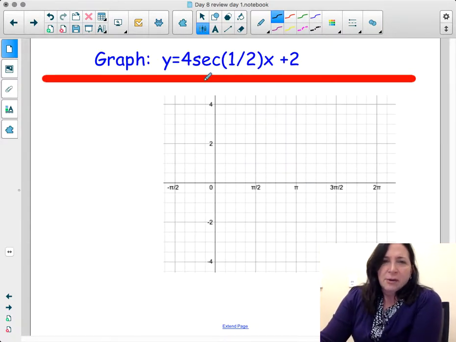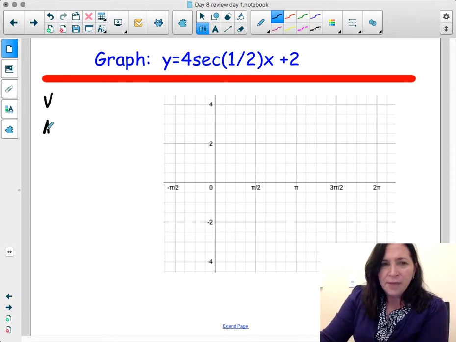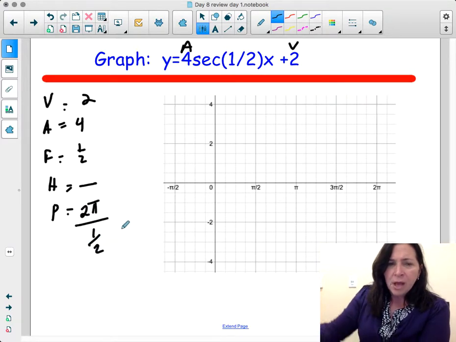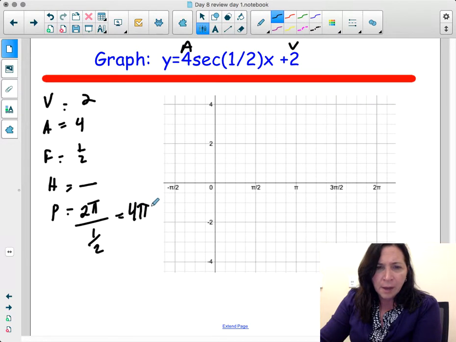Okay, so here's a secant graph. A secant graph is a reciprocal of cosine. Remember that? So VAFHP. So I'm going to write my VAF. My vertical shift is up 2. There's my vertical shift, 2. My amplitude is 4. My frequency is 1/2. I have no horizontal shift, and my period, because it's a secant, is going to be 2 pi over my frequency, which is 1/2. I'm going to multiply by the reciprocal, which basically means now my period is 4 pi.